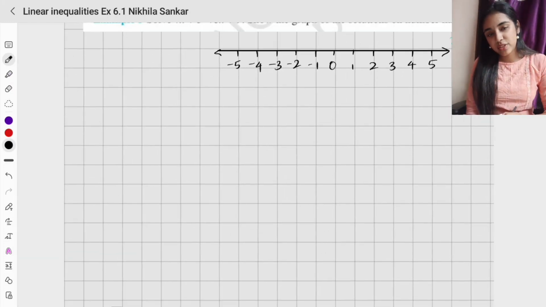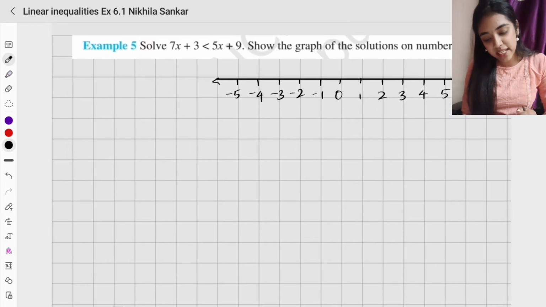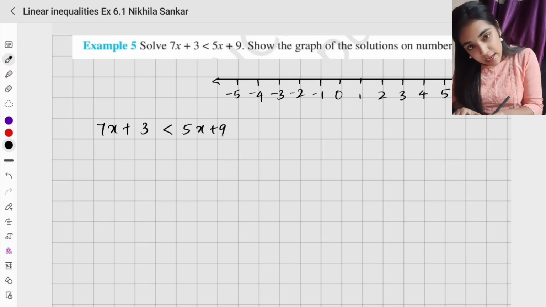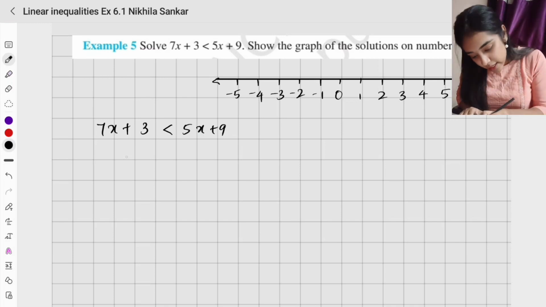Example 5. Now we are going to deal with a graph on the number line. So now we have 7x plus 3 less than 5x plus 9, and we are going to solve this. I'm going to bring 5x to the other side. So 7x minus 5x less than 9 minus 3.